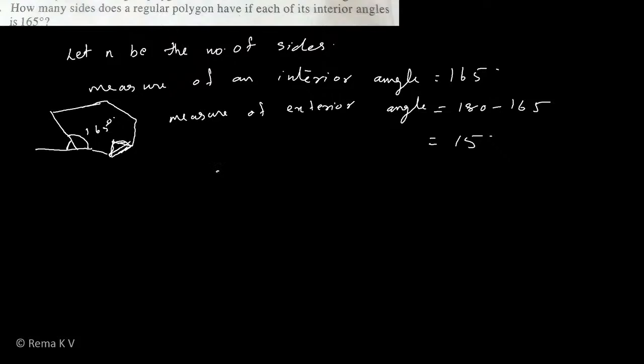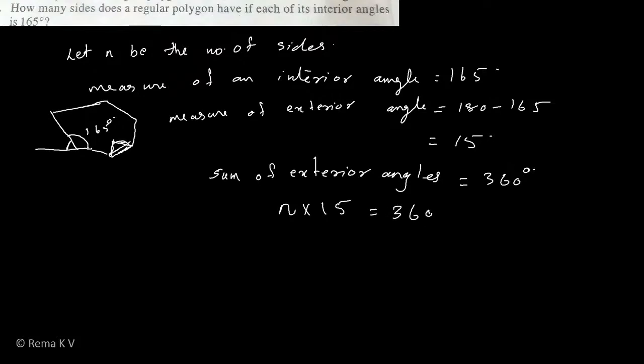So we know that sum of exterior angles is equal to 360. n angles are there, each of measure 15 degree. This is equal to 360 degree. So n is equal to 360 divided by 15.